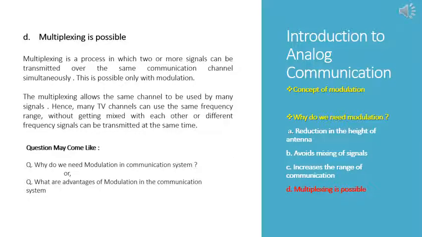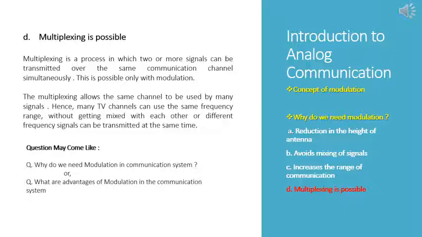The last point we have is that with the help of modulation, multiplexing is possible. As you know, multiplexing is the process where we put two or more signals together and transmit them over the same communication channel simultaneously. So this is possible with the help of modulation. Multiplexing allows the same channel to be used by many signals.